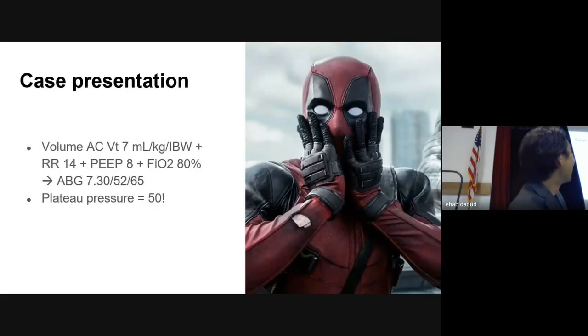But anyways, say the patient shows up on the ventilator, their PEEP is 8, their respiratory rate is 14, we dial that in. Their FiO2 is 80%, their PO2 sucks at 65, and they're on 7 ml per kilogram ideal body weight. But their plateau pressure, if you said the patient is on volume AC, so we can check their plateau pressure, is 50. Has anyone seen a plateau pressure of 50?